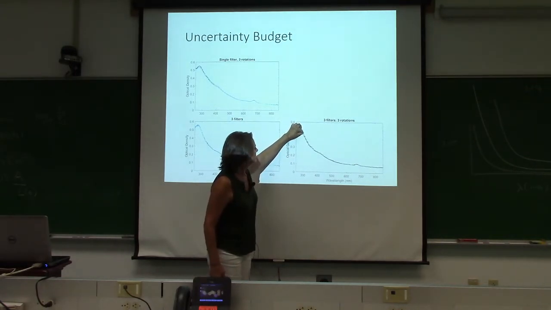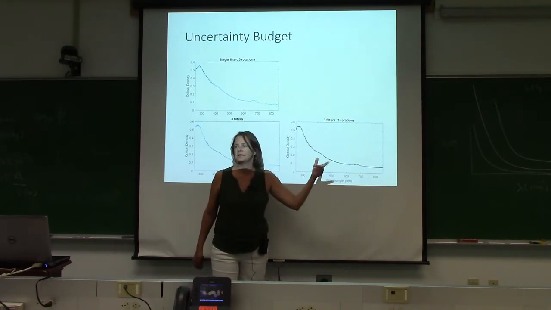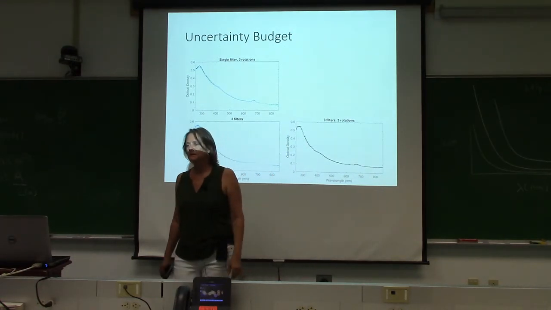I think the error bars are just, it's because you're on a very steep slope here. And I only did an error bar every 10 nanometers just because it was prettier.